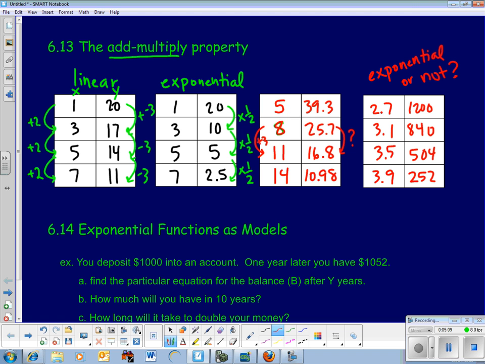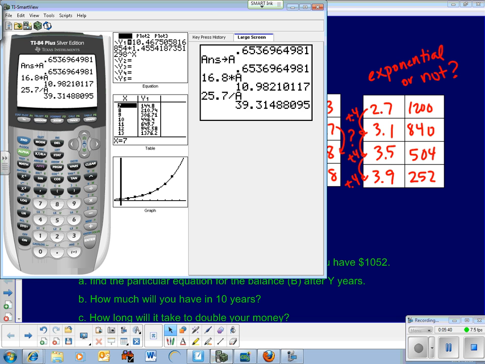All right, and to check this out, we're just confirming to see, does the add multiply property work? So I've got a constant adding over here. I'm going plus 0.4, plus 0.4, plus 0.4. If that's the case, then whatever I divide by or multiply by to get from one term to the next needs to be consistent the whole way through. So basically 840 over 1200 would have to equal 504 over 840, which would have to equal 252 over 504.